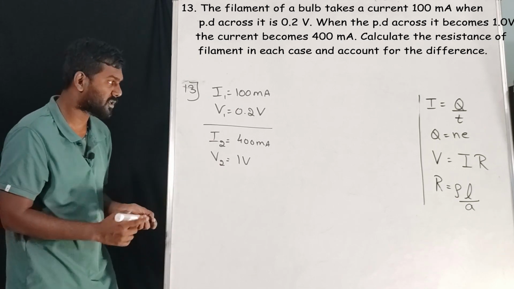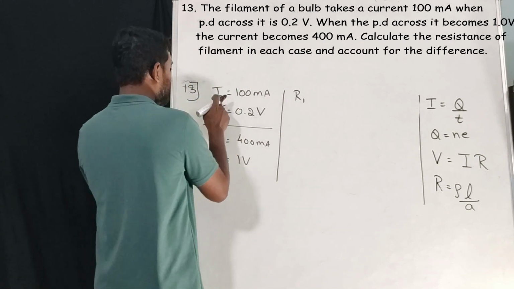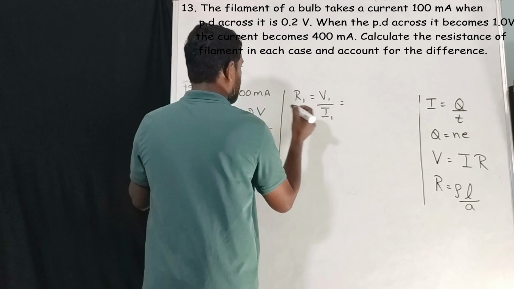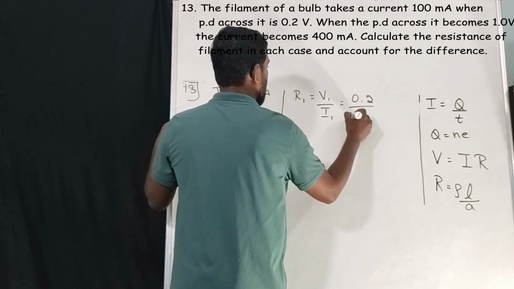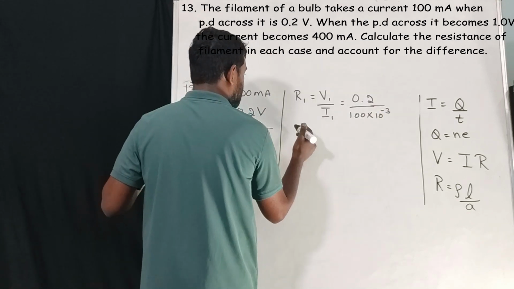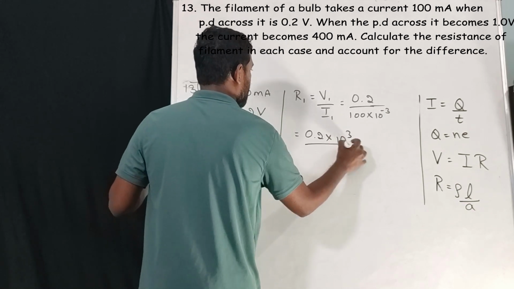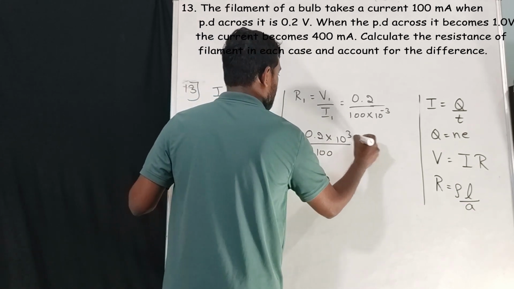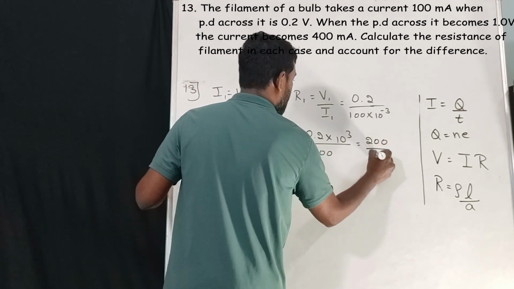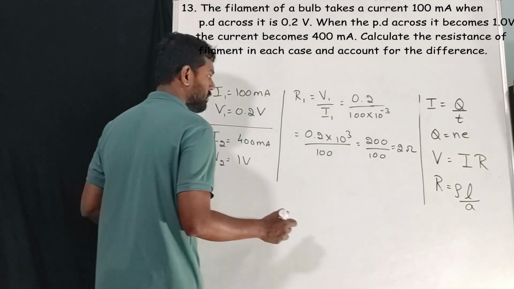First we'll go for the first case. Using these two we are going to find R1. R1 is equal to V1 by I1. So that is nothing but 0.2 divided by 100 milli. What do you mean by milli? That is 10 power minus 3. Now I'll write this one. 0.2, 10 power minus 3 becomes 10 power plus 3, by 100. So this becomes 2 into 10 power 3, that is 200, divided by 100. So the answer will be 2. What are we finding? Resistance. So the unit will be ohms, 2 ohms.